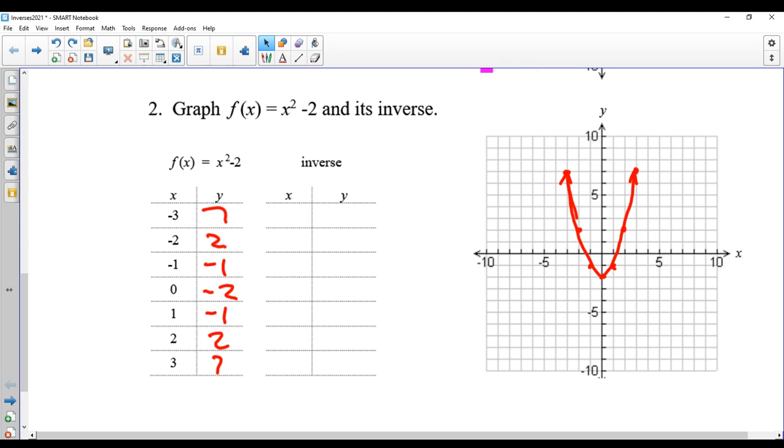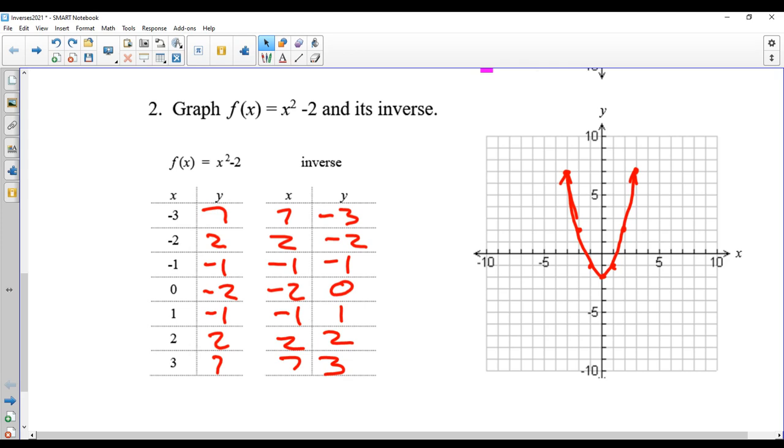So let's go ahead and put the points in, like we just heard from Shamin. Instead of (-3, 7), we're going to have (7, -3). Instead of (-2, 2) it's going to be (2, -2). (-1, -1), well, somehow that's going to stay the same. There's a reason for that, which we're going to talk about in a minute. (0, -2) is going to become (-2, 0). (1, -1) is going to become (-1, 1). (2, 2) is going to still be (2, 2). And this is going to become (7, 3). All right, so again, I'm just flipping the points.